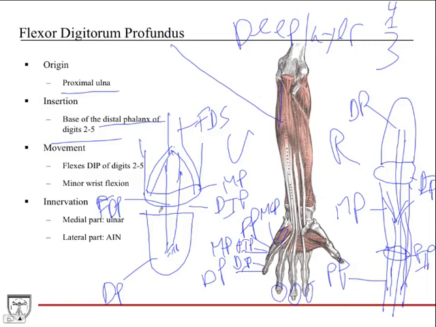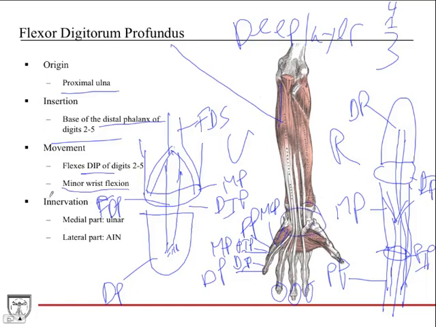So when you flex just your fingertips, which would be your DIP joints, that's profundus. That's how you can isolate profundus. You ask someone to flex just the tips of their finger, okay? And it does cross the wrist joint, as you can see here, so it does do some minor wrist flexion.